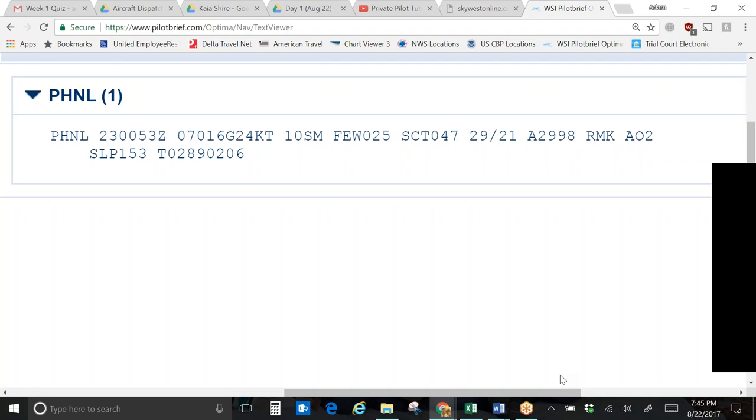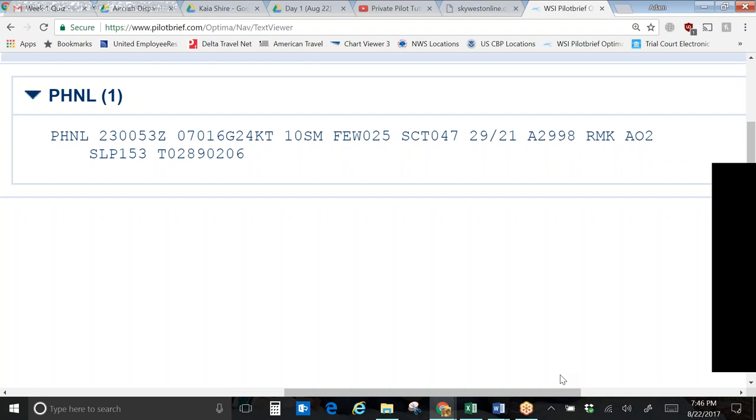All right, so it's Honolulu Airport. The 23rd at 0053 Zulu. And it's coming from 70 degrees at 16 knots, gusting to 24 knots. And then 10 statute miles of visibility, few clouds at 2,500 feet. And then they're scattered at 4,700 feet. And then you got 29 over 21, and 21 is the dew point. So dew point's 21.